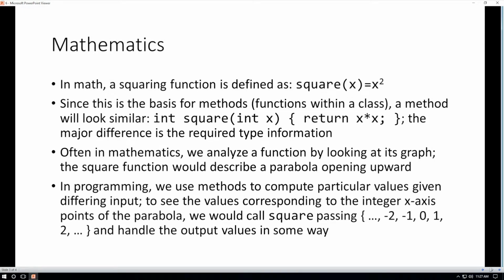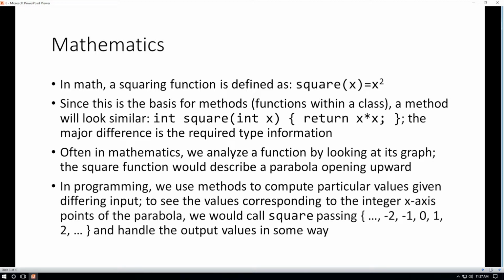In math, a squaring function would be defined as square of x equals x squared. Here I didn't use the f terminology. I actually named my function. So I'm not talking about functions in general, but a very specific one here. That's what it would look like in math. Since math is the basis for functions and methods in programming, they should look very similar.